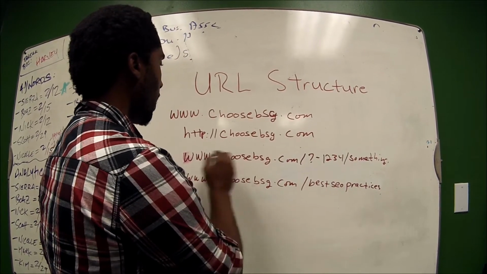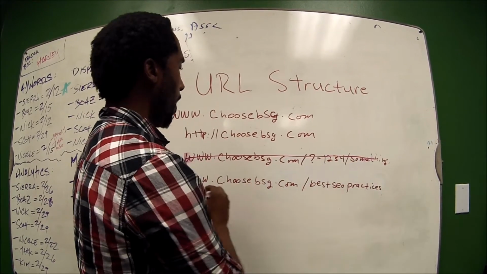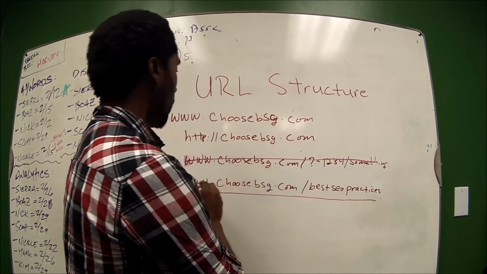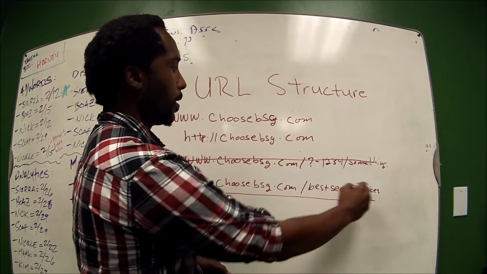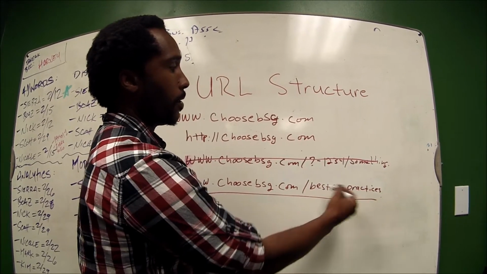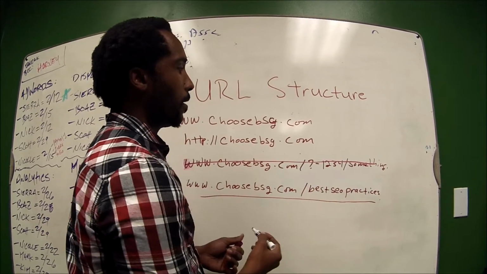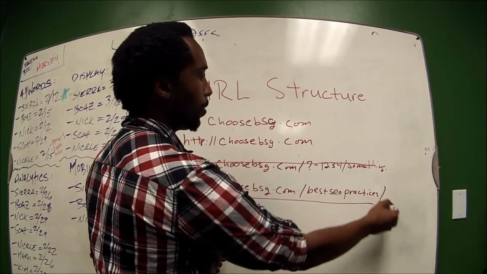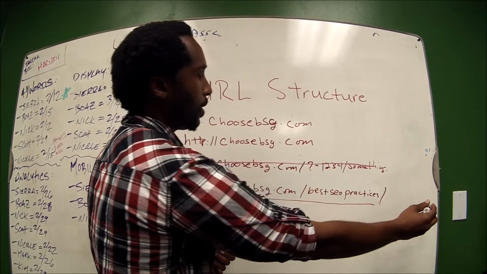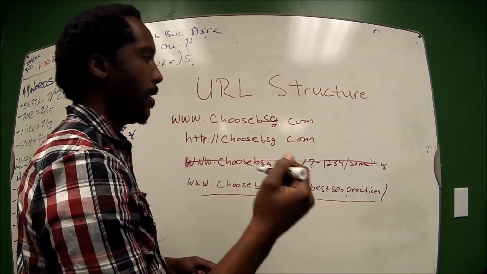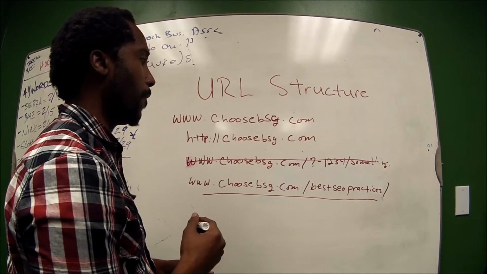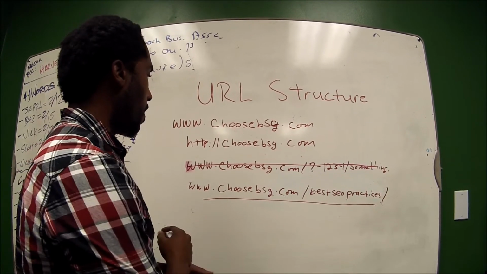So instead of this, you want to have this right here: your URL plus whatever your article's name is, best SEO practices. Now you don't want too many slashes. The more slashes that you have, the worse it is, and the fewer points you get for SEO.